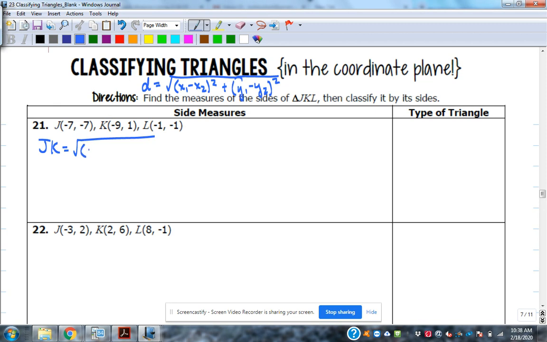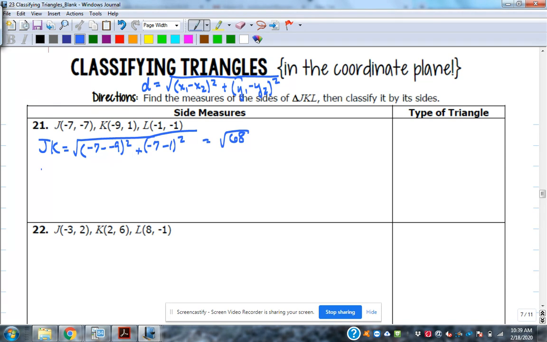So -7 minus -9 squared plus -7 minus 1 squared. So that's going to be 4 plus 64, which would be 68. Square root of 68 is from J to K.